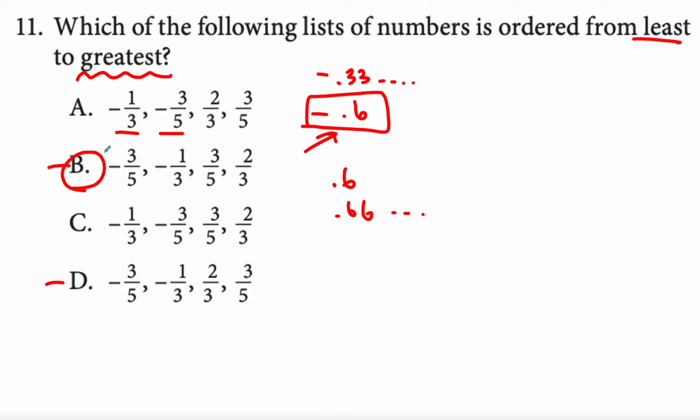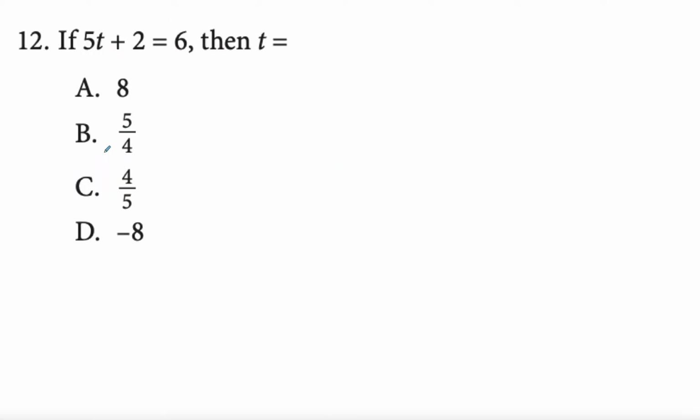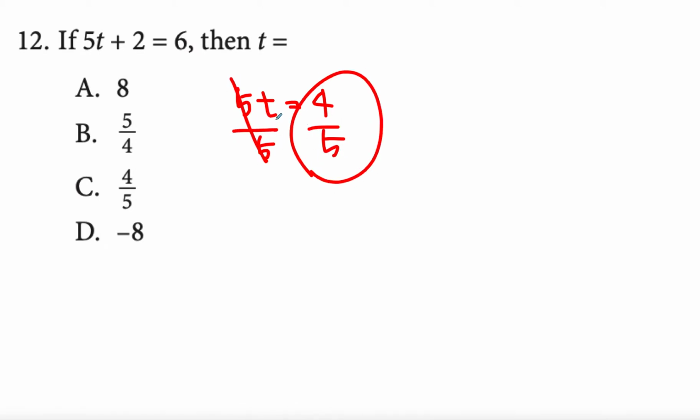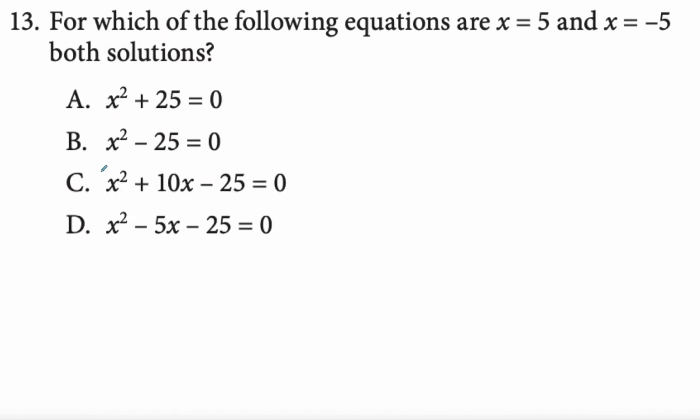Number 12. Now, in this case, it's a simple linear equation. So 5t plus 2 equals 6. So then we're going to subtract 2 from both sides. So we get 5t equals 4. Then how do you find out what t is equal to? We're going to divide each side by 5. Then you get to realize that t is equal to 4 over 5, which is choice C. It wasn't that bad.